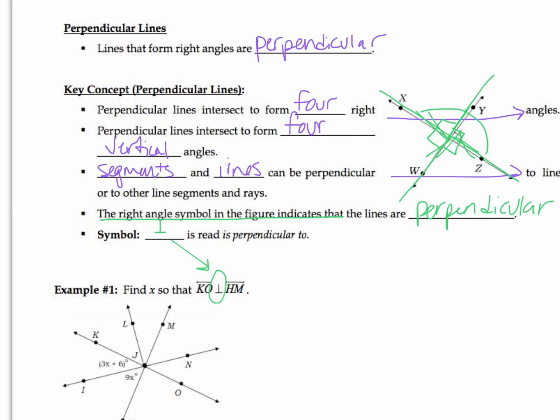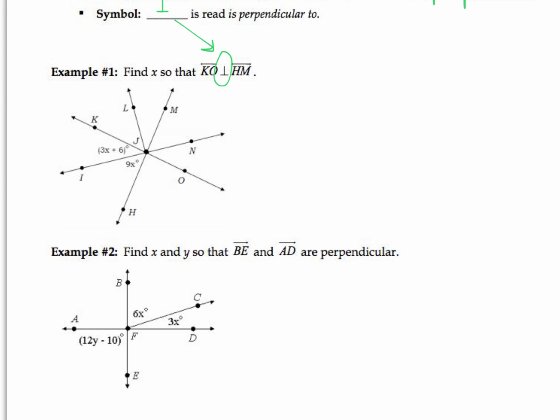So let's look at an example. Example 1 says find x so that line KO is perpendicular to line HM. So this is line HM. That means KO is perpendicular. If we can assume that, we need to find x. We have an expression here, and an expression here. That's all we've got. Luckily I drew those green lines because I can already assume these added together are 90 degrees. So 9x plus 3x plus 6, add that all together, you're going to get 90 degrees.